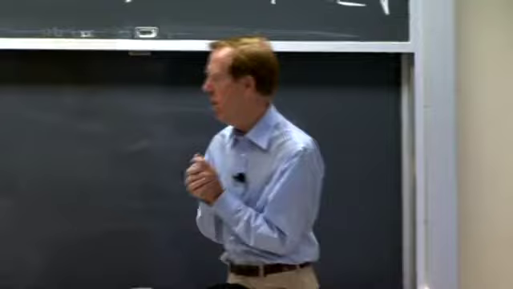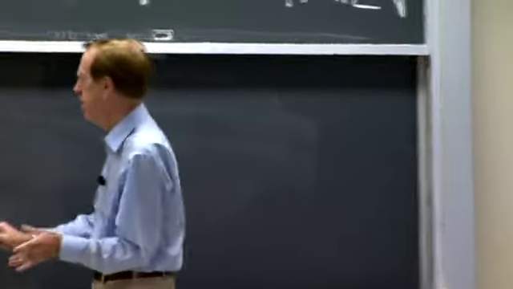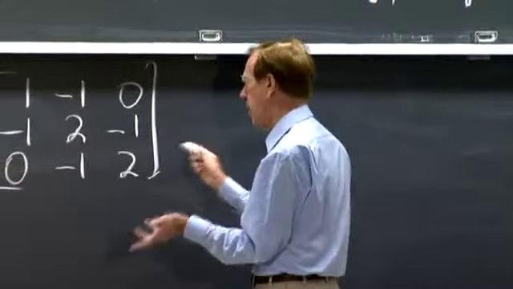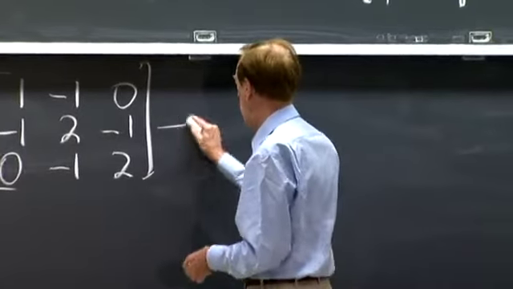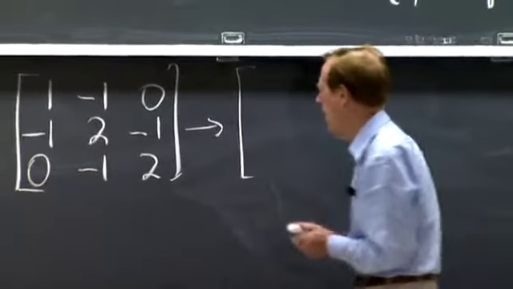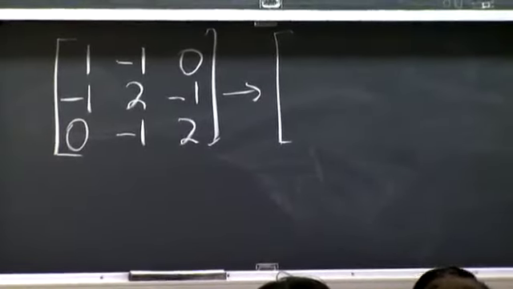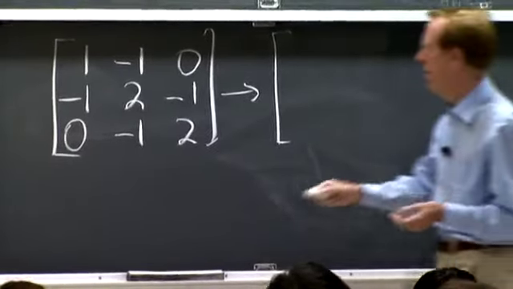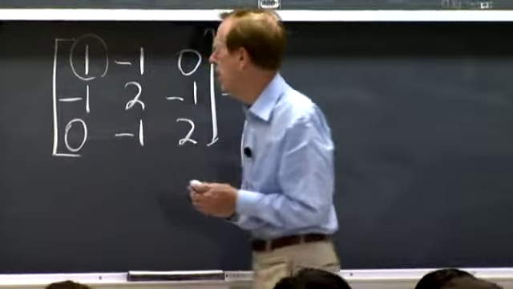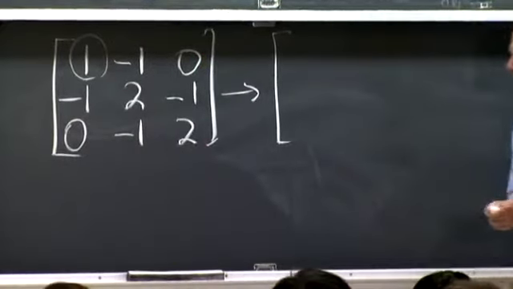Okay, just on that matrix, just to see what this L and U stuff is. Okay, what do we do? The first pivot is 1. It's fine. We're not going to worry about that. Okay, we'll use it now.